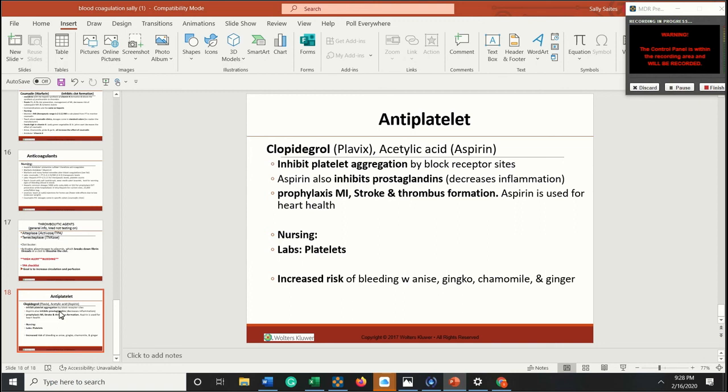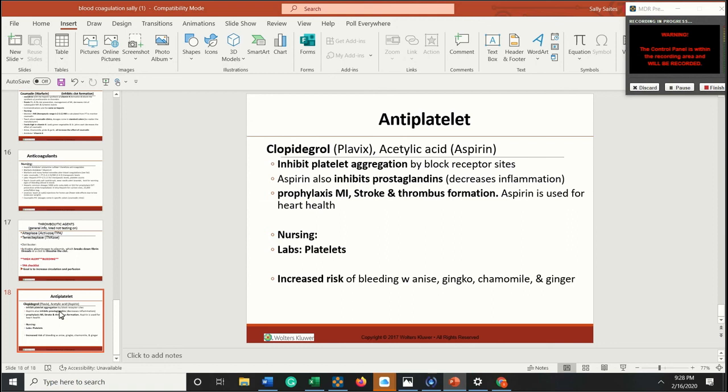Both of these are typically used for prophylaxis. Whether the patient gets an anticoagulant or an antiplatelet is just going to be at the decision of the physician and depending on labs, and that will be a choice made by them. But this is for prophylaxis as well for MI and stroke and so on because it helps stop platelet aggregation. So the labs for this are platelets.